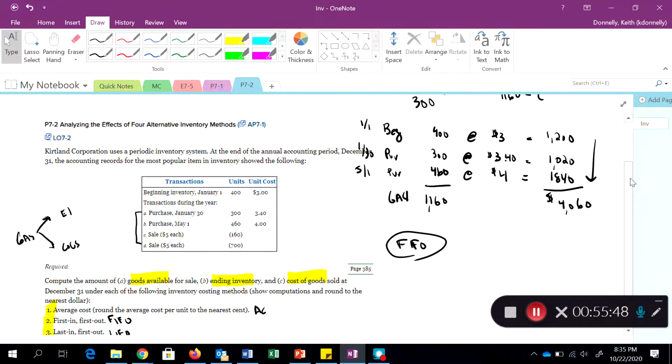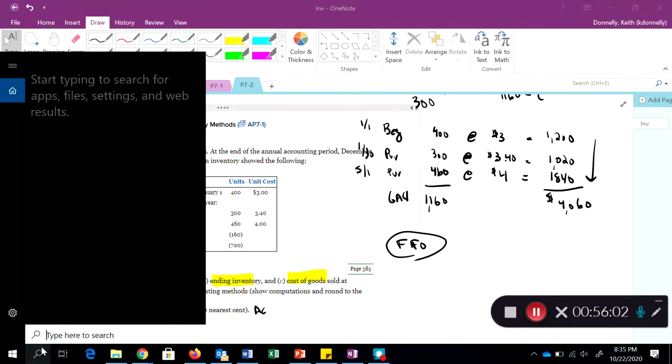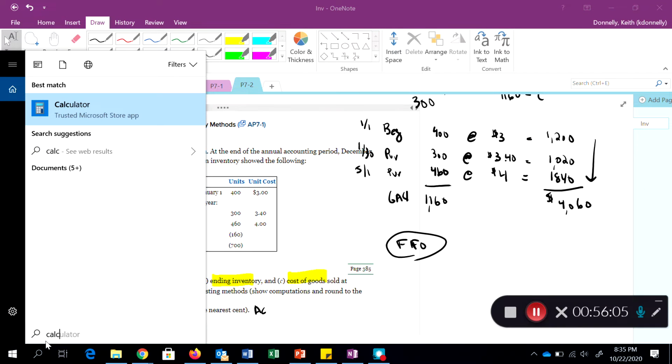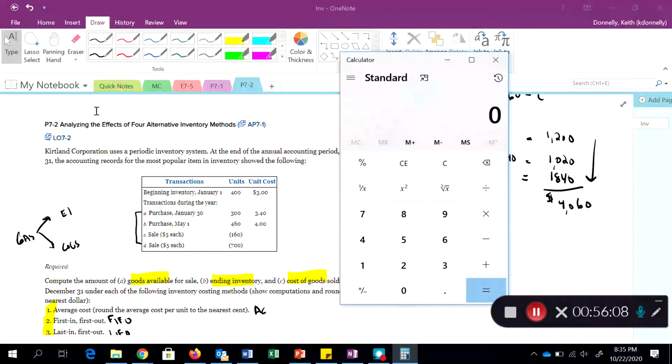So in this case, our first in inventory, let me just figure this out here for a second, how many we sold. Our ending inventory, pull up the calculator. Our ending inventory is 300. So we got 1160 is our goods available for sale. And our ending inventory is 300 units. That means we must have sold 860 units, right?